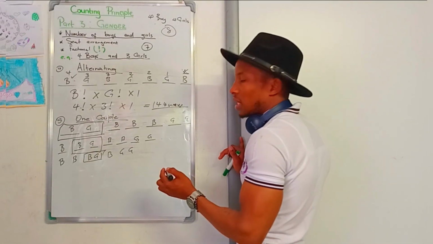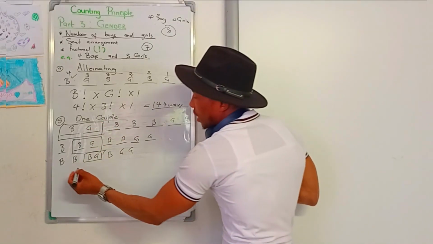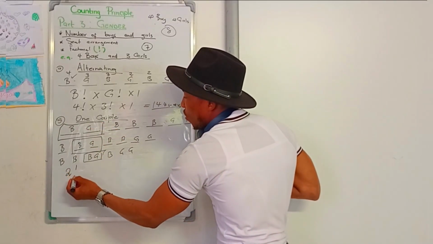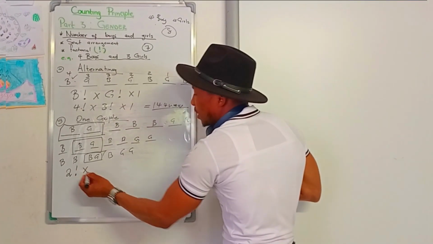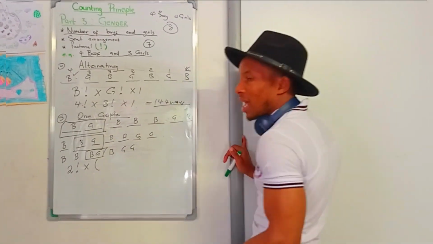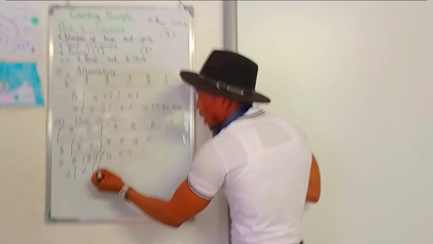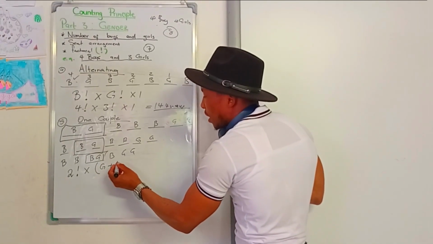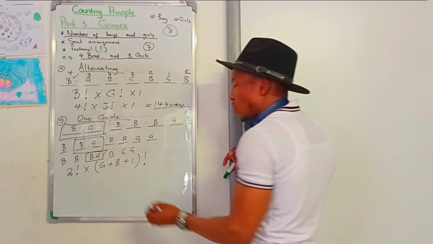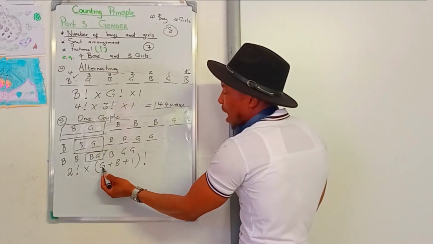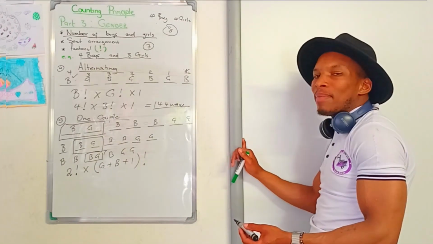If you're just doing a couple, we're going to say that we have 2 factorial for the couple. Then after that, you're going to say times open brackets, the number of what? The number of girls plus the number of boys plus 1, close bracket, factorial. Here the number of girls and boys is the number remaining.